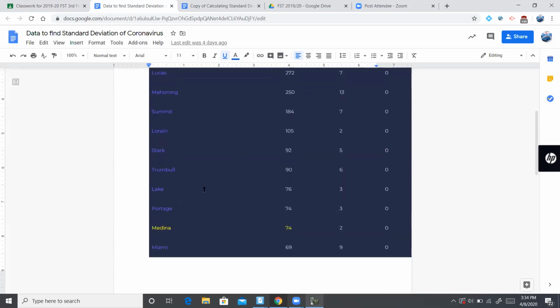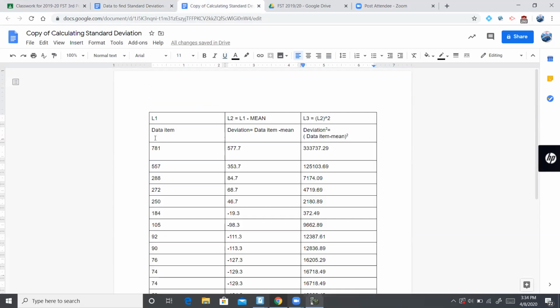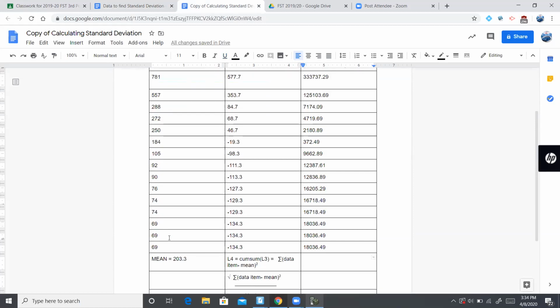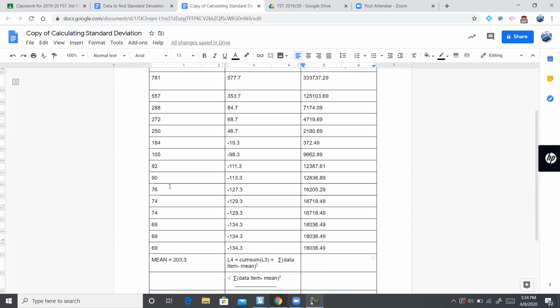And down here I have Medina County. So as of this date, like I said, about a couple of days ago, we were at 74. So we're going to take this column only, and we're going to transfer it right in here. So I typed it all in this column. So you want to do the same, follow along as to how I'm doing this.